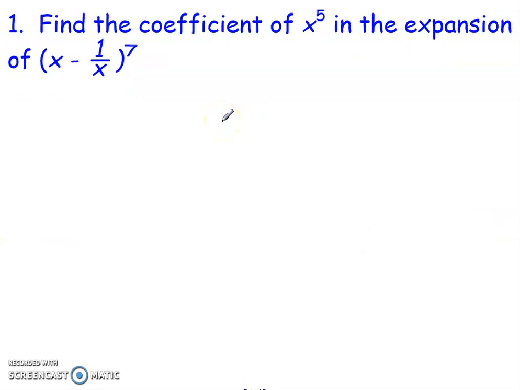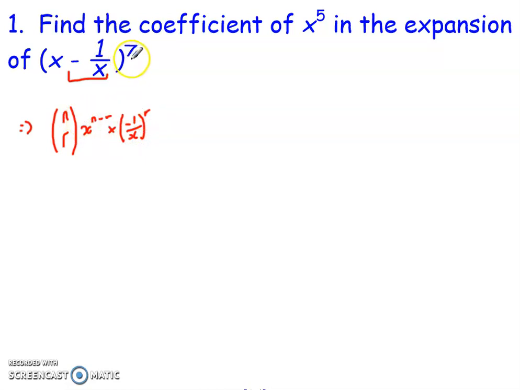So first one, find the coefficient of x to the 5 in the expansion of this. Now the first thing we have to do is figure out what our general term for this is going to look like. So this is going to stick with the same format for the binomial coefficient, nCr, and it's then going to be times our first term, x to the n minus r, times what would be our y term. Well, in this case, that's that negative 1 over x.